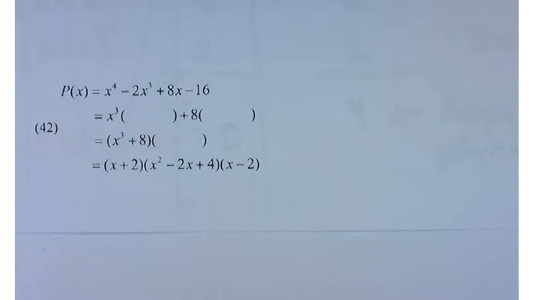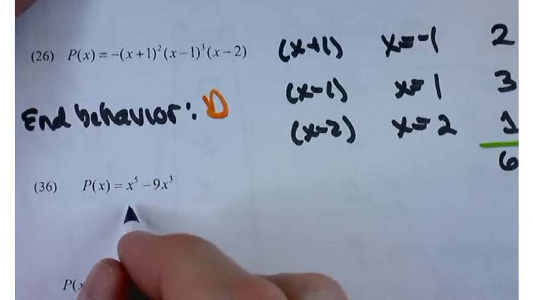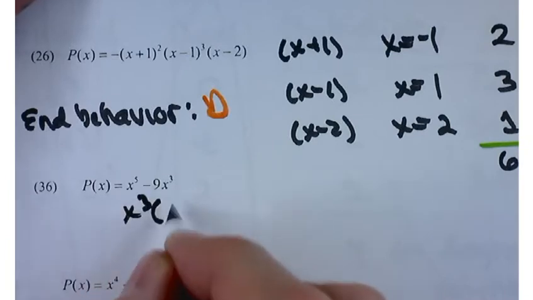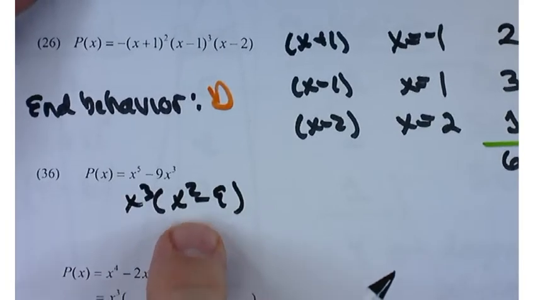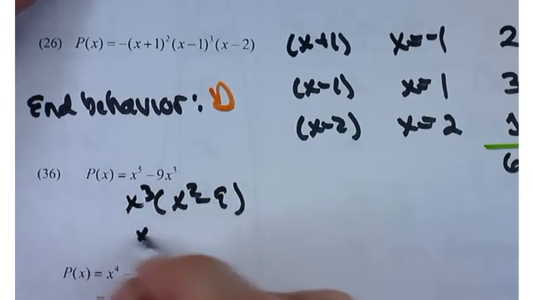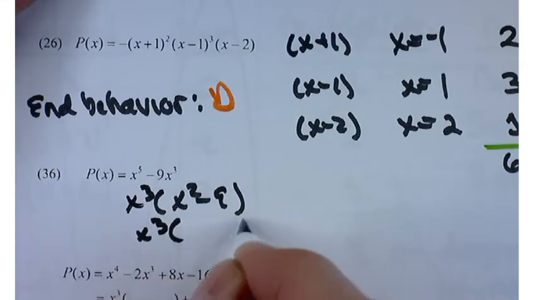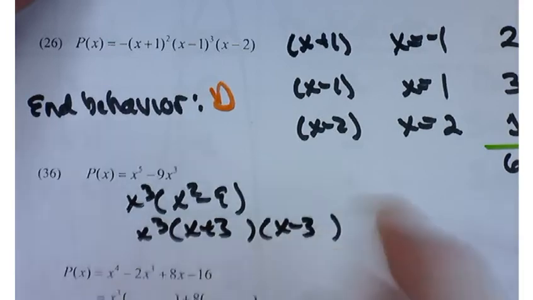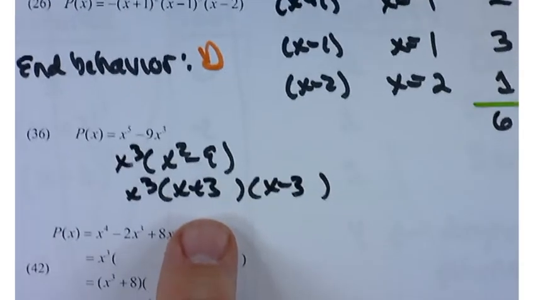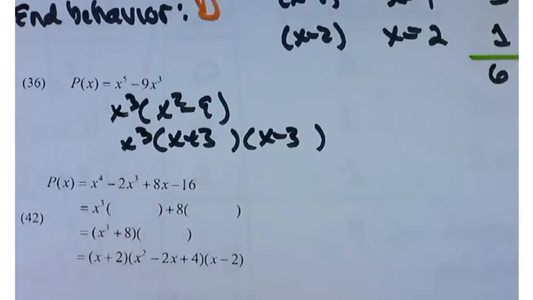In fact, in the previous one up above, you'd have to do some factoring. You'd factor out an x cubed, leaving behind x squared minus 9. X squared minus 9 can factor further though, right? So how does x squared minus 9 factor? Thank you. X plus 3, x minus 3. So if your polynomial isn't given to you factored, you're going to have to factor that yourself.